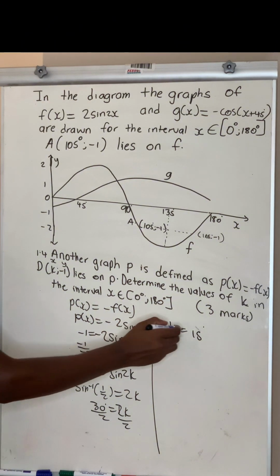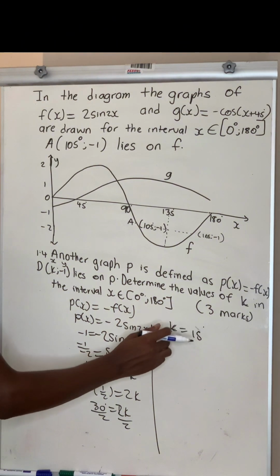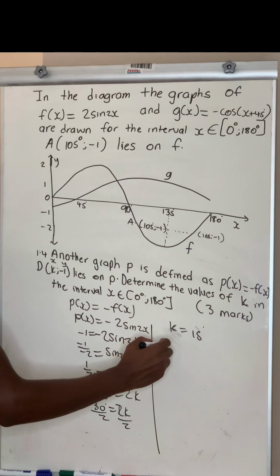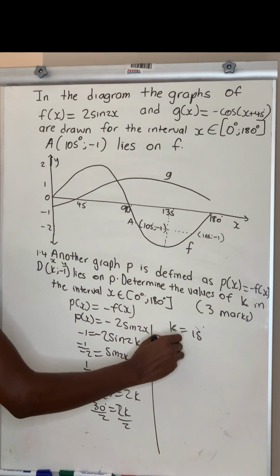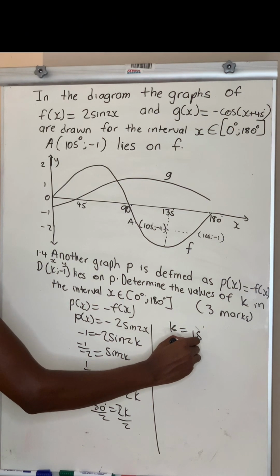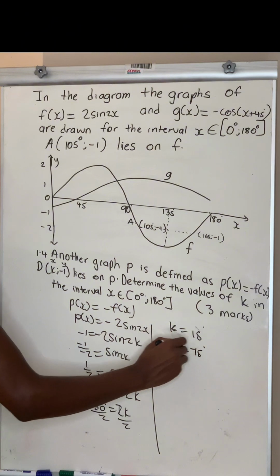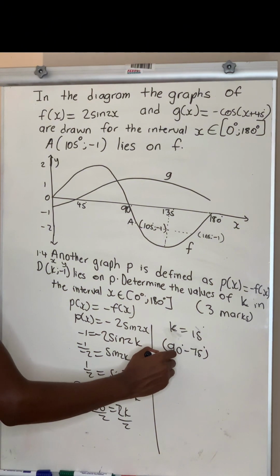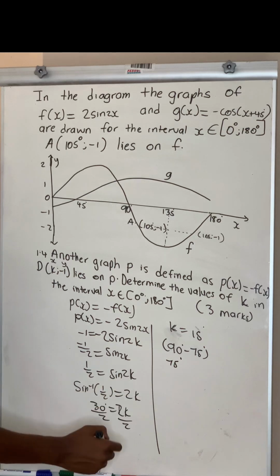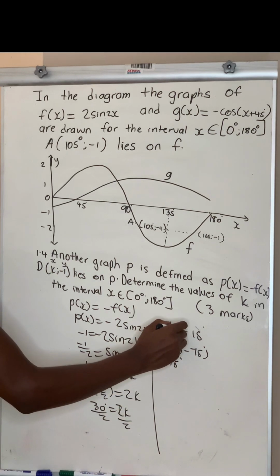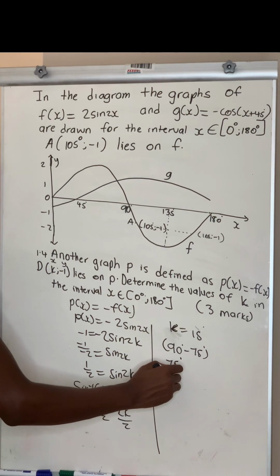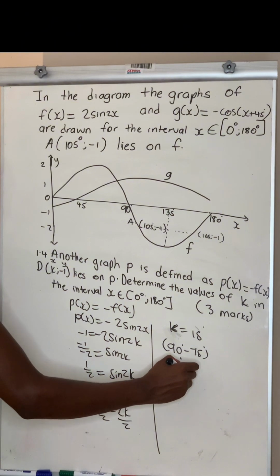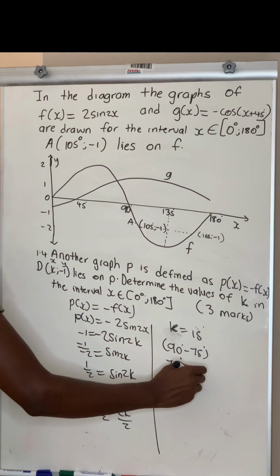Now let's use a compound angle for 15. So it's supposed to be 90 minus 75. Okay, and then when you reduce this, you're supposed to get 75 degrees. So it's for k is equal to 15 and for k is equal to 75 degrees.